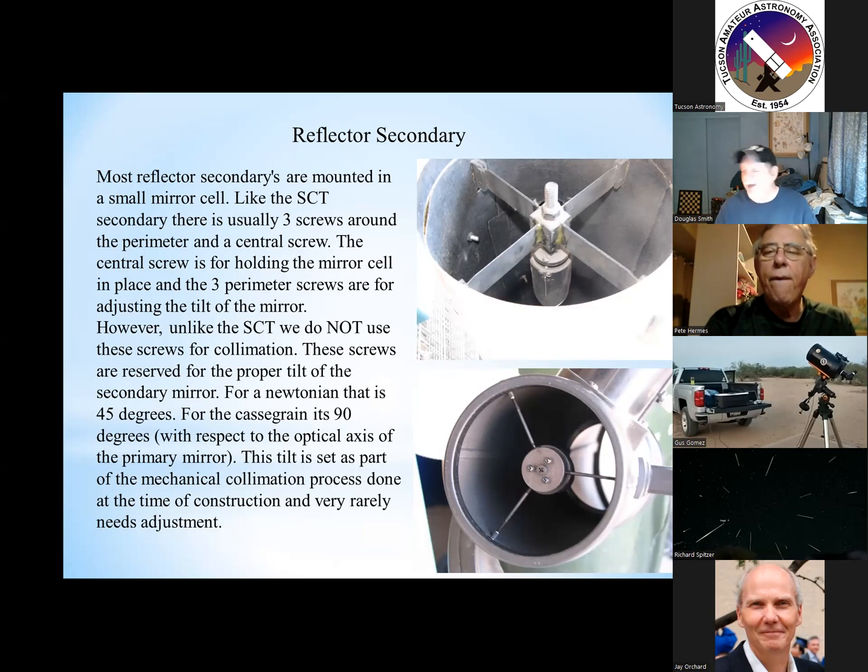Those screws you are not going to use for collimation. You do not touch those because those screws are usually set in the factory, to give that mirror the proper tilt, either the 45-degree tilt for a Newtonian telescope or a 90-degree tilt if it's a Cassegrain. You don't want to ever touch those because that's just going to change the tilt of the mirror, and that's really not going to do anything for your collimation. They're usually factory set, and you usually don't ever have to touch those for the lifetime of the telescope unless you really, really bang it.